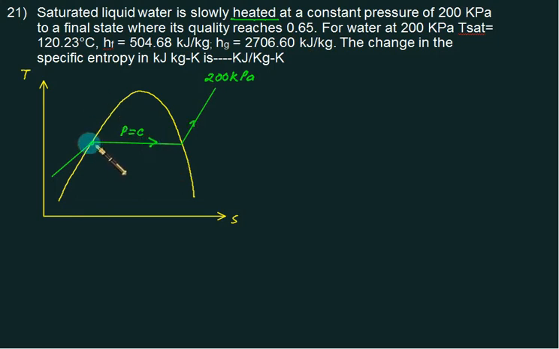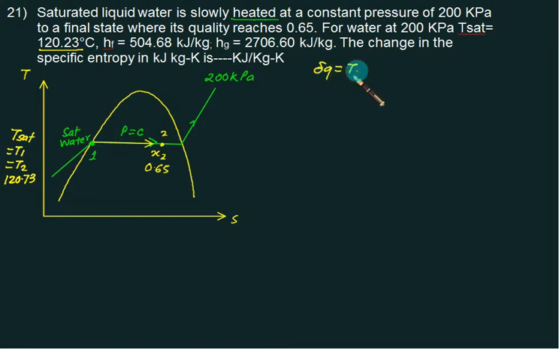We have a saturated liquid water, that is point 1, the beginning, and the final point is represented by dryness fraction equal to 0.65. So that will be inside the dome. During this process the temperature remains constant and is the same as Tsat, which is given as 120.23. So T1 is the same as T2. We are given the values of hf and hg, and we want to calculate the change in entropy. So what is required? From that we will start.